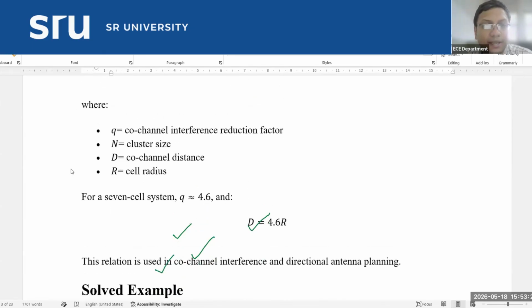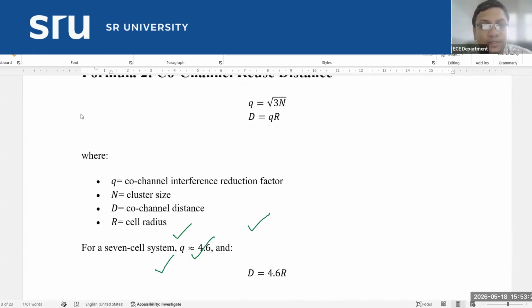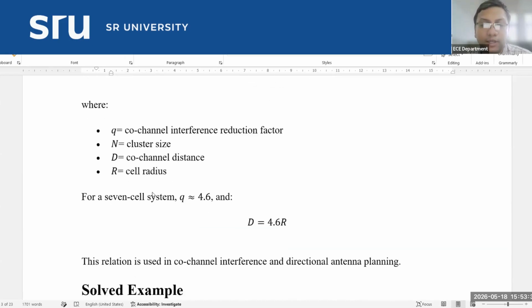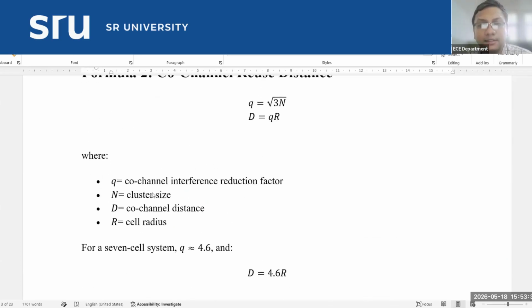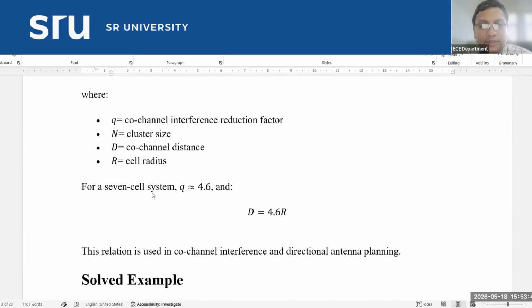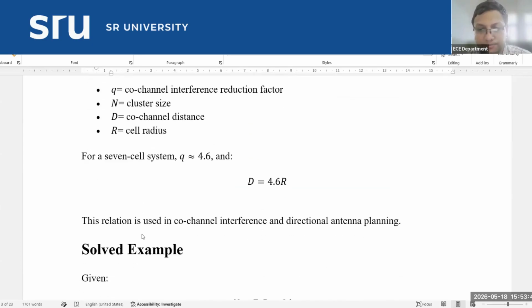Suppose I have a 7-cell system. It means the value of N is 7, or the cluster size is 7. So the value of Q is equal to root over 3 into 7, or root over 21, and that is 4.6. So definitely D should be equal to 4.6 R.